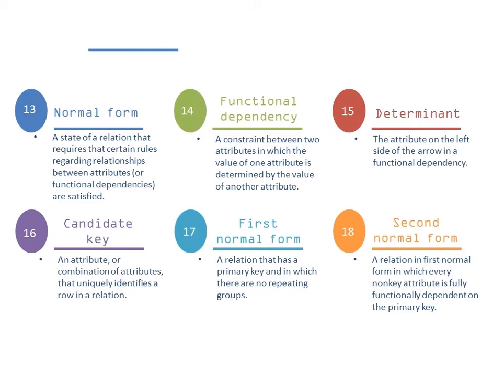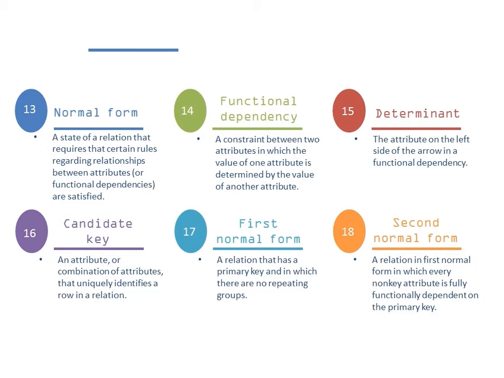And the 15th, determinant. A determinant is the attribute on the left side of the arrow in a functional dependency. And the 16th, candidate key. A candidate key is an attribute or combination of attributes that uniquely identifies a row in a relation.